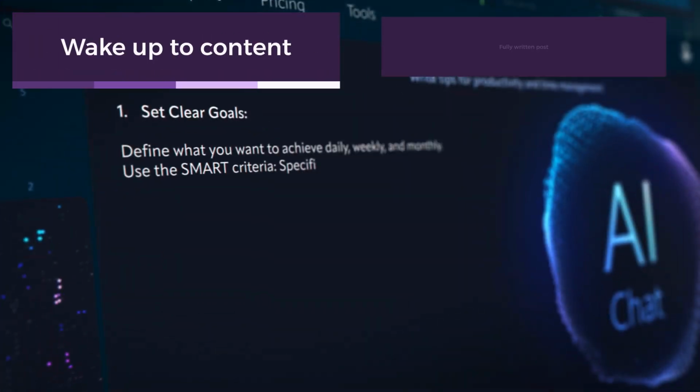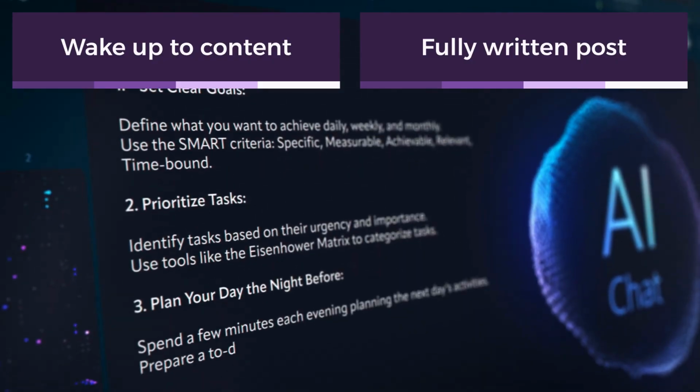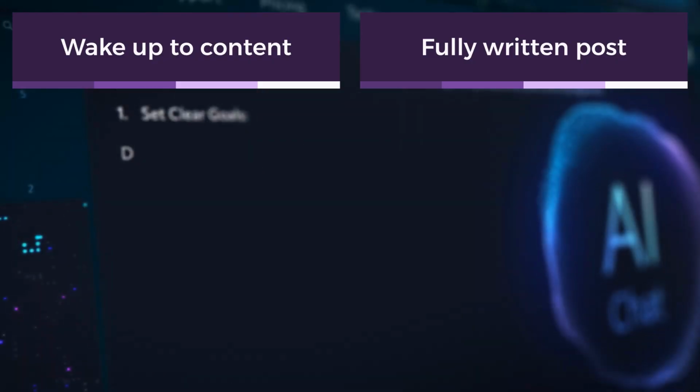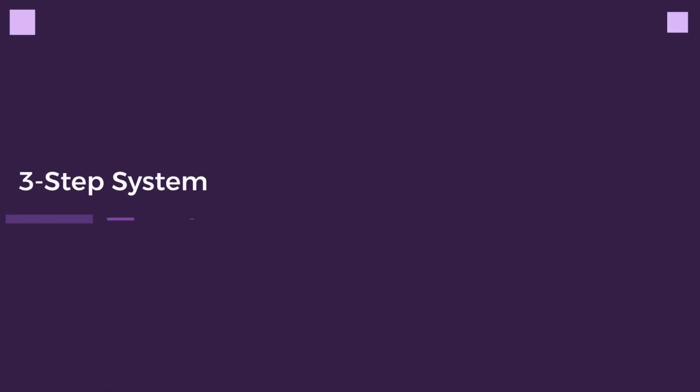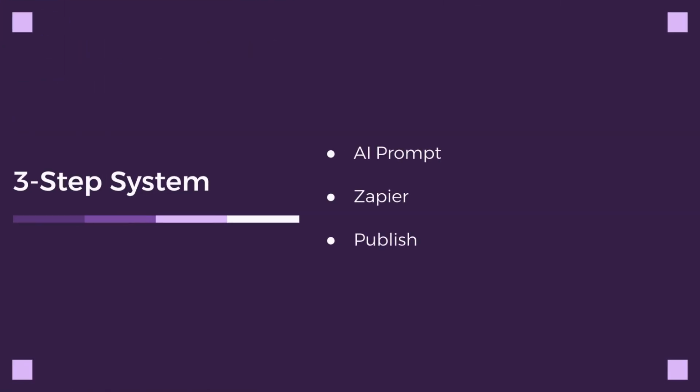Imagine waking up and finding a fully written blog post waiting for you. The idea is chosen, the article drafted, the formatting done, and you didn't write a single word. Today, I'm going to show you exactly how to build that system using ChatGPT and Zapier. It's just 3 steps: building your AI writer prompt, setting up your Zapier auto writer, and turning it into a hands-off publishing engine.